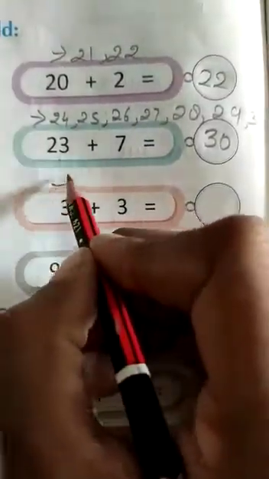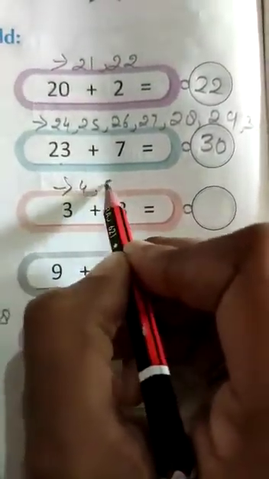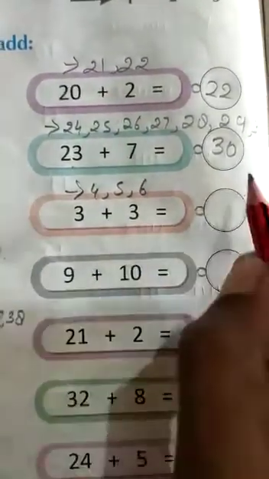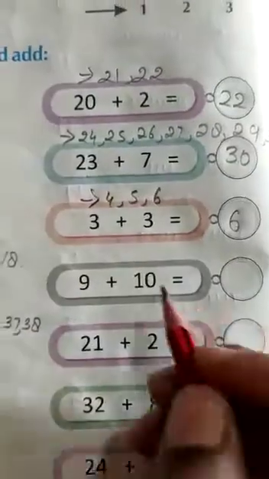3, 4, 5, 6. So student, 3 plus 3 is equal to 6.